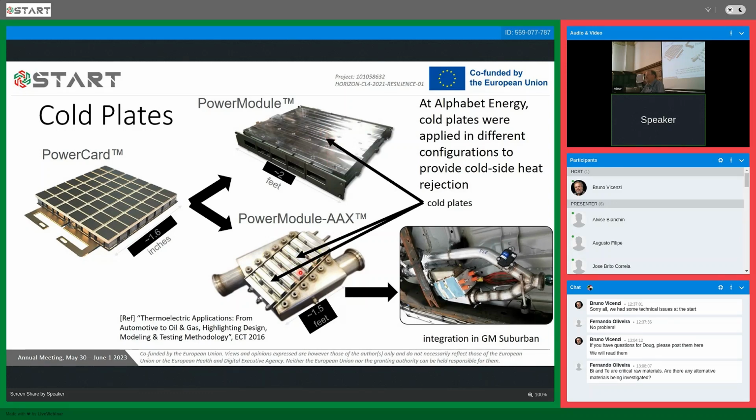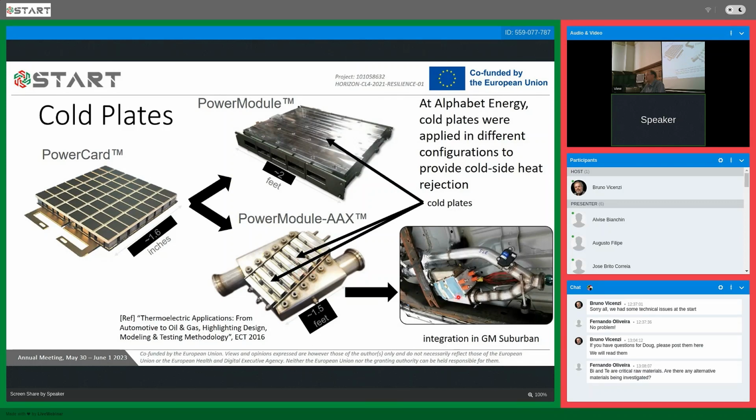This was a design used for automotive again, and in this case, we were working with GM. Here we have big springs that went on both sides. The power modules went inside here, and in between are the cold plates that we had.